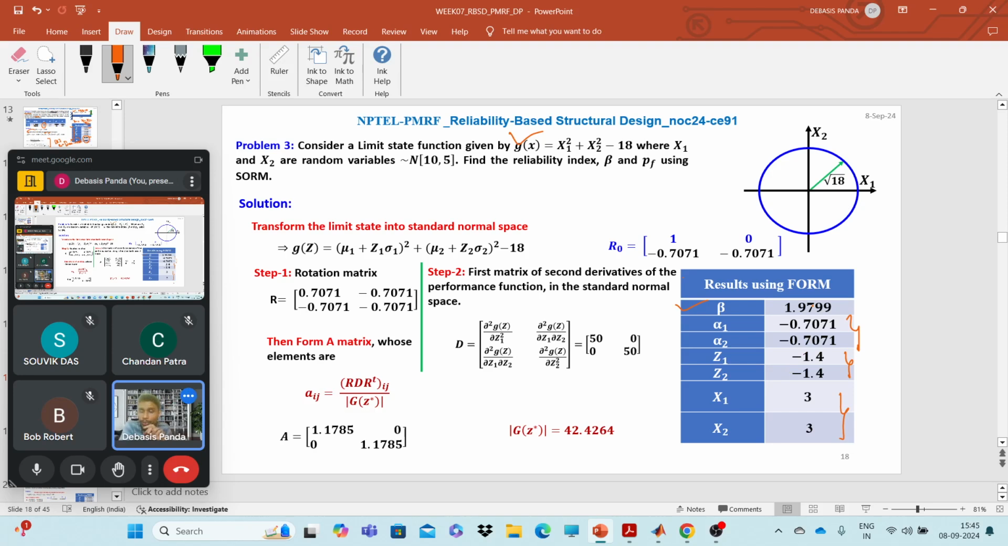Now what do we need to do? First we need to formulate the R naught matrix. The last row of the R naught matrix will be formed using the direction cosines, so just put the values of the direction cosines here, and the first row is calculated using Gram-Schmidt orthogonalization. For this 2 cross 2 matrix, whatever logic Bob said will give you the same result, but that is not the correct logic. You should go with the orthogonalization equation, though for this 2 cross 2 matrix you will get the same results.